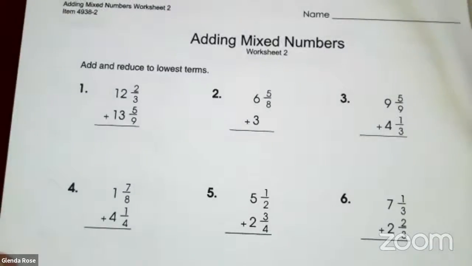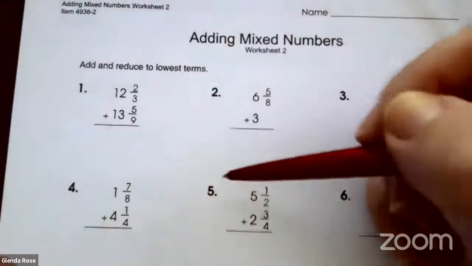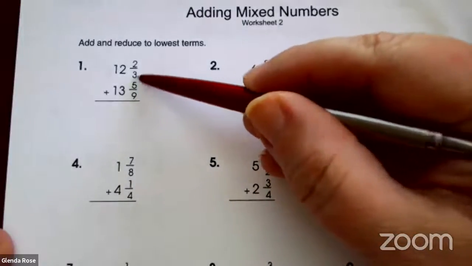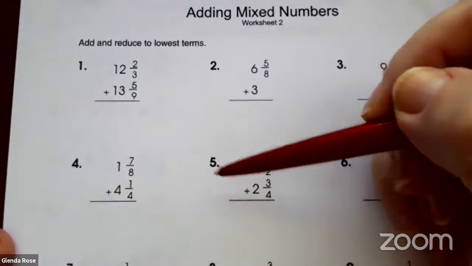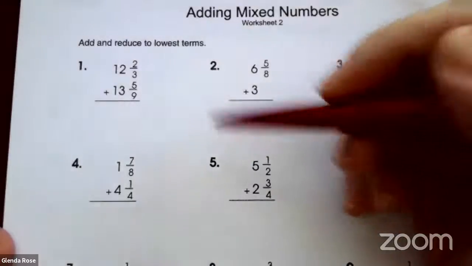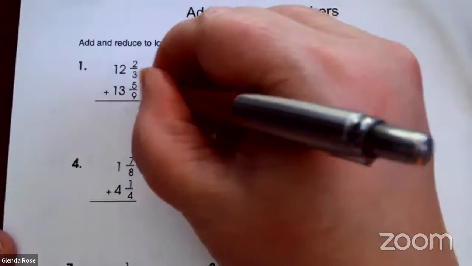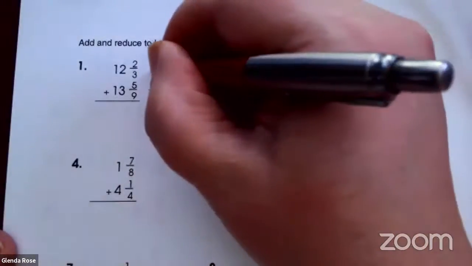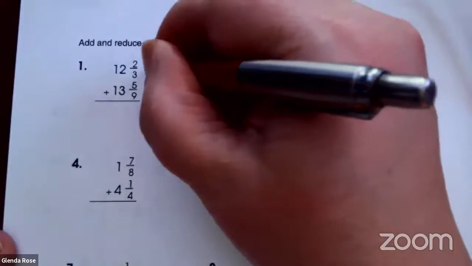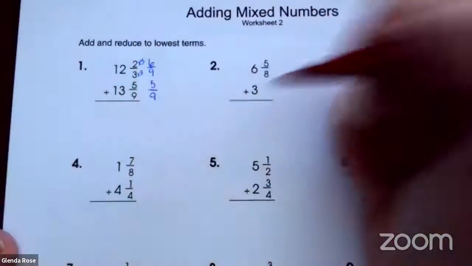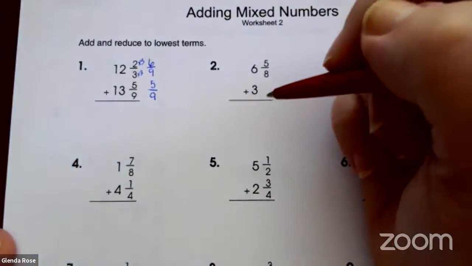Okay, so same rules. We're doing the same things. First step, do we have common denominators? No, we have a 3 and a 9. So we have to find the least common denominator. The least common denominator in this case is going to be 9 because that is a multiple of 3. So I'll just bring that over. And then 3 times 3 is 9. So 2 times 3 is 6. And I have 6/9 over 5/9.